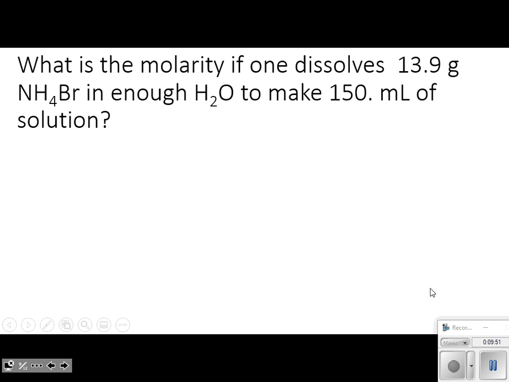Okay, here's another one. Let's go ahead and write this one down, and then we're going to work it. What is the molarity if one dissolves 13.9 grams of ammonium bromide in enough water to make 150 milliliters of solution? Okay. What's the first thing, Tyler? What's the first thing I need to do here?